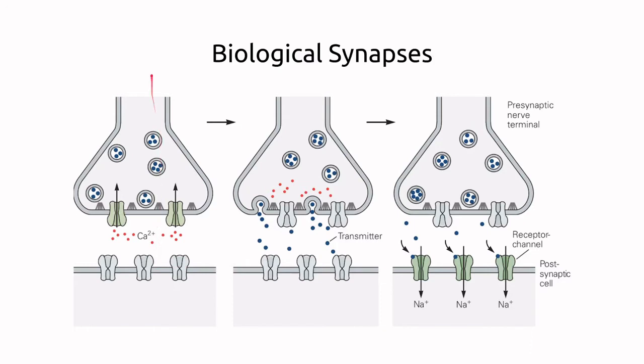So we have step one. The action potential, the membrane depolarization, has reached the end of the axon. That has caused the calcium ion channels to open, allowing an influx of calcium. That influx of calcium causes the vesicles to approach the cell wall and release the neurotransmitter into the synaptic cleft, which is the space between the pre and the postsynaptic neuron.